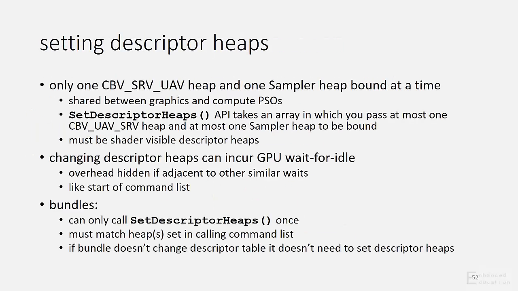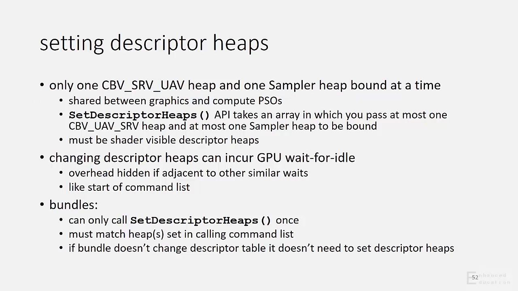Here are the rules around setting descriptor heaps. First of all, you can only bind at most one of the mixed style descriptor heaps and at most one sampler descriptor heap at a time on a command list. And those bindings are actually shared between graphics and compute PSOs that you might be switching between on the command list.